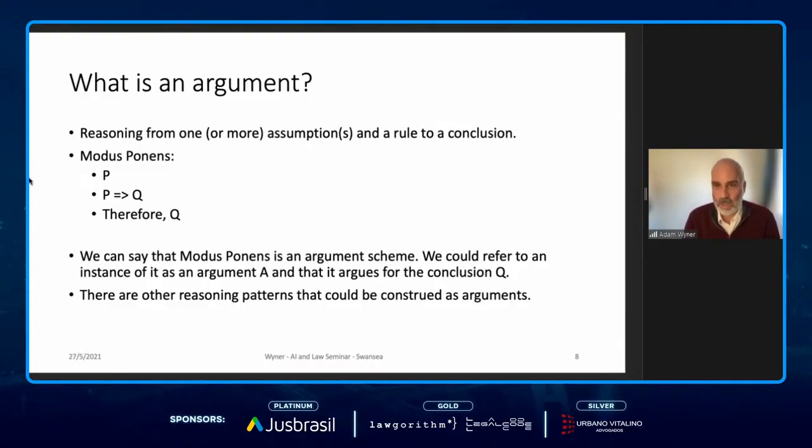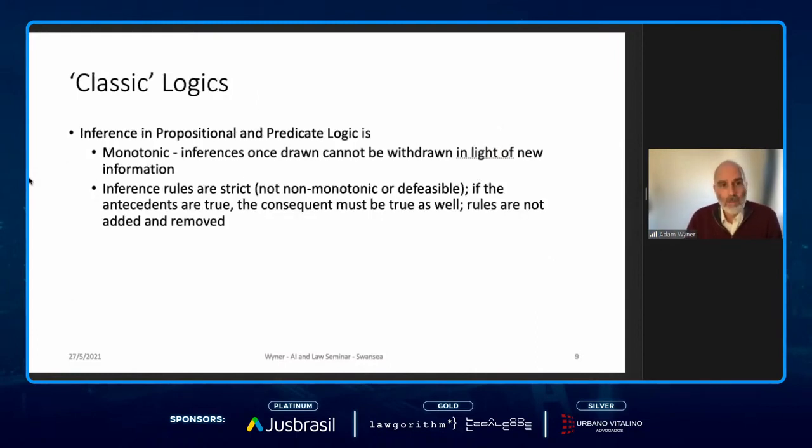This is a standard rule that we know from propositional logic. We can call this reasoning pattern, modus ponens, an argument scheme. That is, it's a pattern of reasoning, and we will talk about some other patterns of reasoning later. This is set within classic logic, that is propositional and predicate logic, that's known to be monotonic. That is, inferences that are once made cannot be withdrawn in the light of new information.